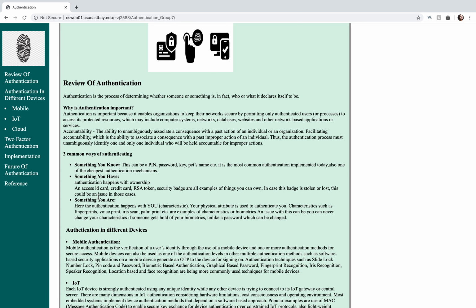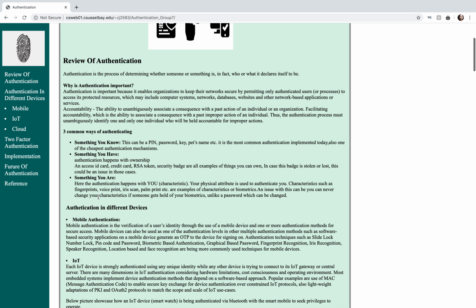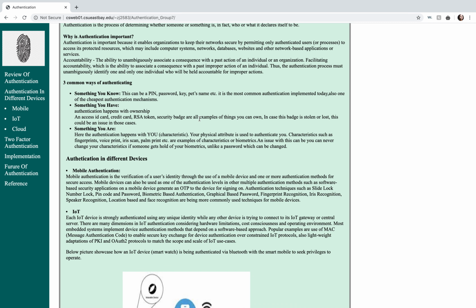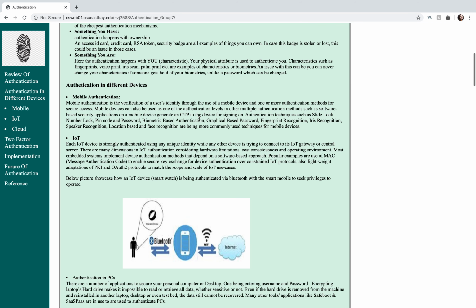There are three generally recognized factors for authentication: something you know, something you have, and something you are. Something you know is basically a PIN or password. Something you have is a security token, physical key, or any ownership, like the PIN code for a credit card. And something you are is scanning a biometric characteristic, like a fingerprint, iris scan, or facial scan. So depending on these three factors, the authentication will be designed.